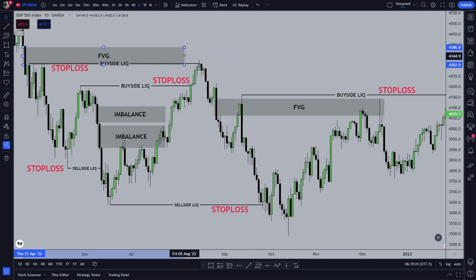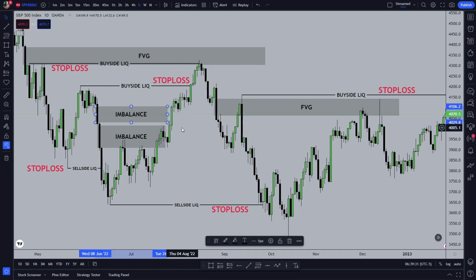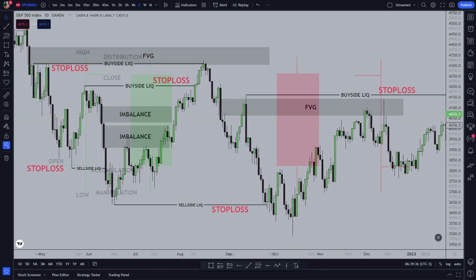A fair value gap is when the price moves too quickly or too fast in one direction, creating a gap inside candlesticks. Usually, the price will move back or retrace to fill those gaps. A fair value gap is often a very good entry point.